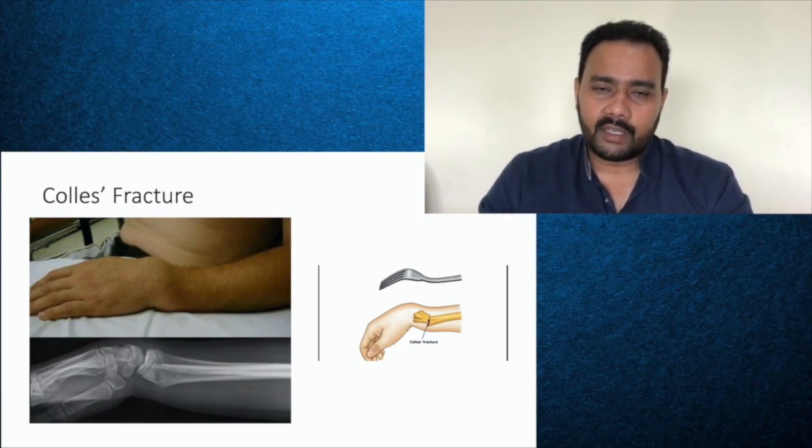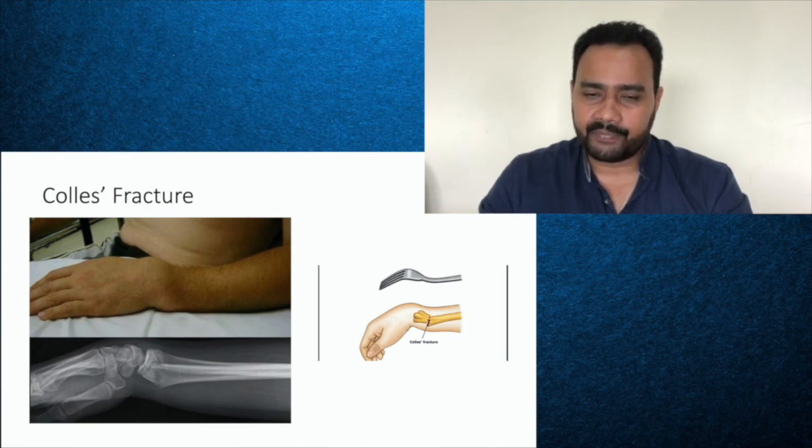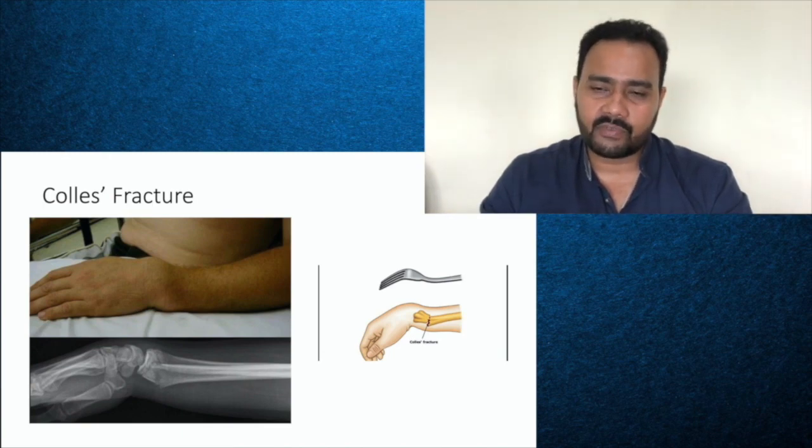So you can see here the Colles fracture, distal radial fracture, the distal fractured segment displaced dorsally. So they will get an appearance like a dinner fork. This is what we call dinner fork deformity whenever somebody comes with a Colles fracture.